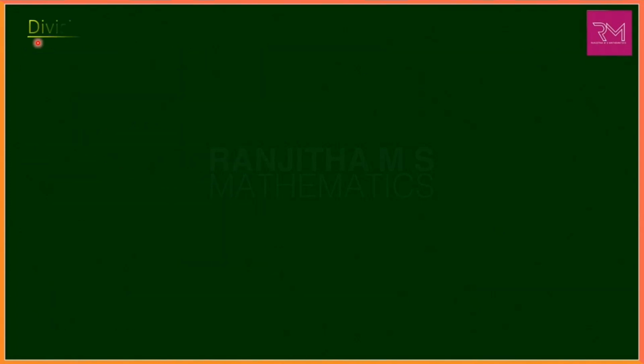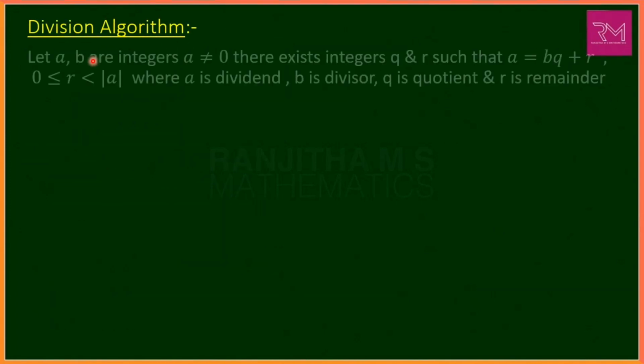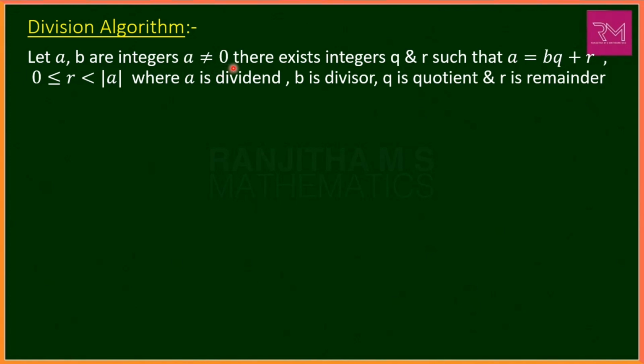We shall move on to another topic, that is division algorithm. Let a, b be two integers, a not equal to 0. There exist integers q and r such that a is equal to bq plus r, r is greater than or equal to 0 and r is less than modulus of a, where a is dividend, b is divisor, q is quotient and r is remainder. Here division algorithm we can write it as dividend is equal to divisor into quotient plus remainder.